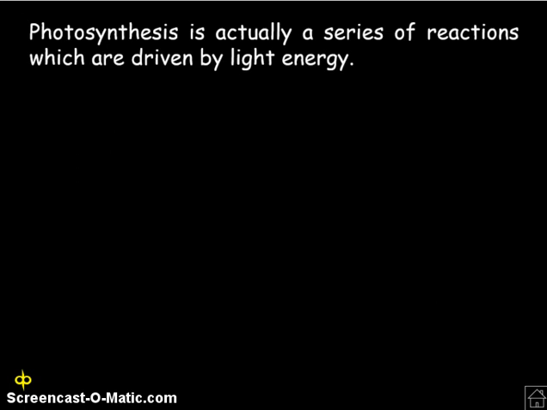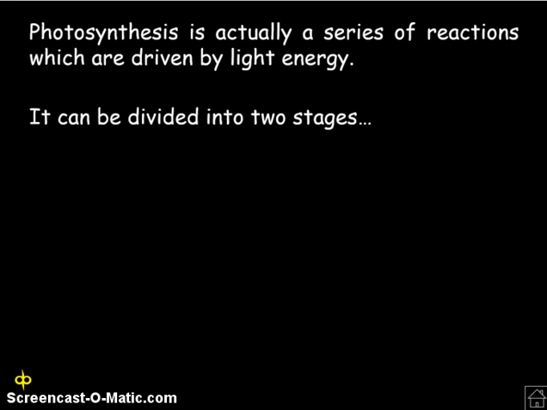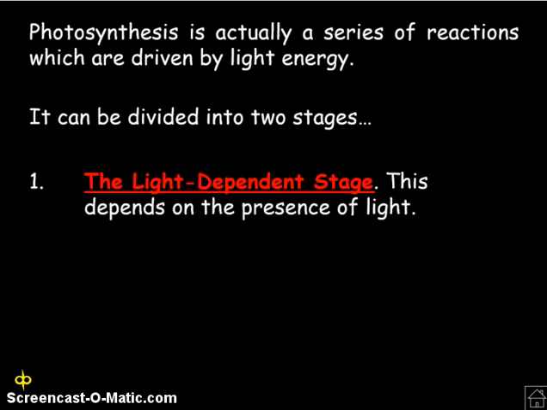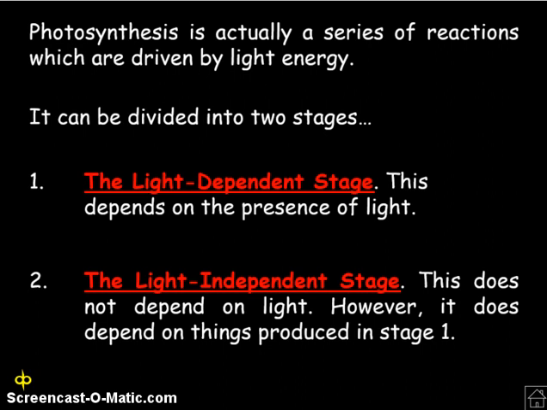Photosynthesis is actually a series of reactions which are driven by light energy, and it can be divided into two stages. The first one being the light-dependent stage. This depends on the presence of light. And number two, the light-independent stage. Of course, this does not depend on light, however, it does rely on substances produced in stage one.